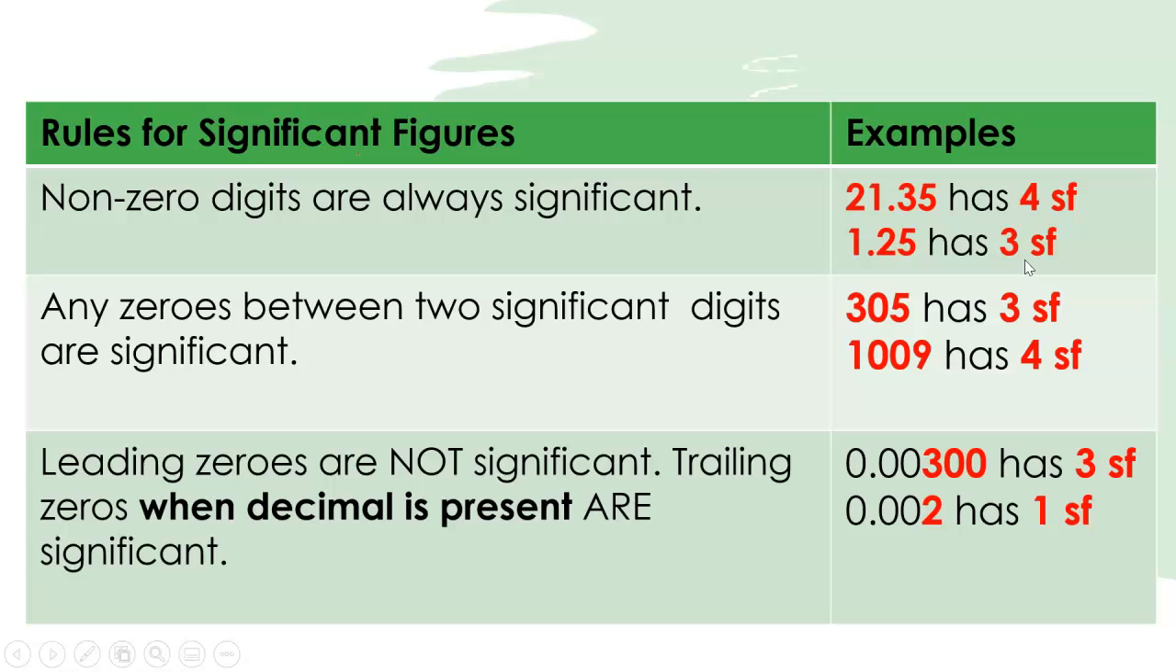Zeros is where it gets tricky. Sometimes they're significant and sometimes they're not, depending on their placement. So here's the second rule. Any zeros between 2 significant digits are significant. So we can see the zero between 3 and 5, which makes it significant. These 2 zeros are between 2 significant figures, which means they're also significant. You get 4 significant figures. Now, we have things called leading zeros and trailing zeros. Leading zeros go in front of your first significant figure, and trailing zeros go at the end of your last significant figure.